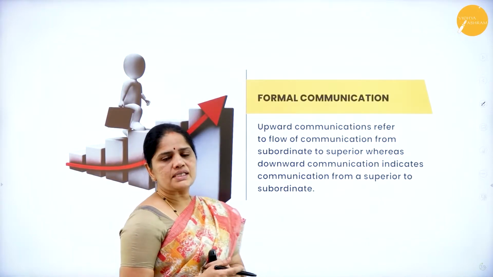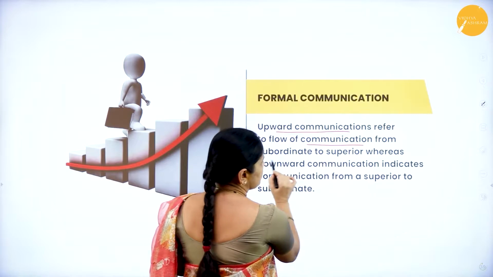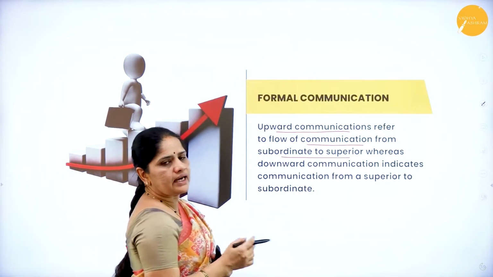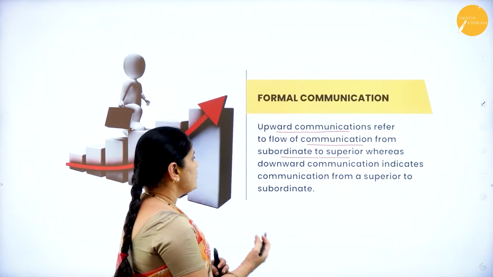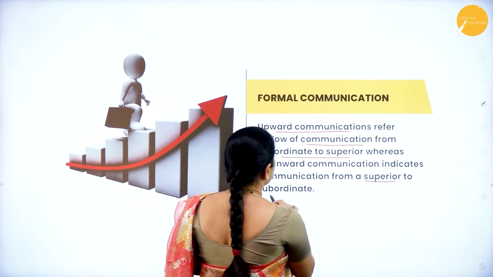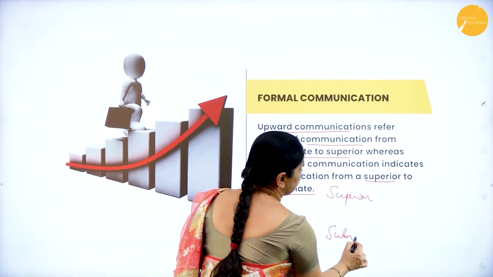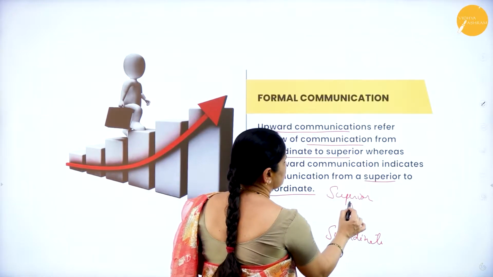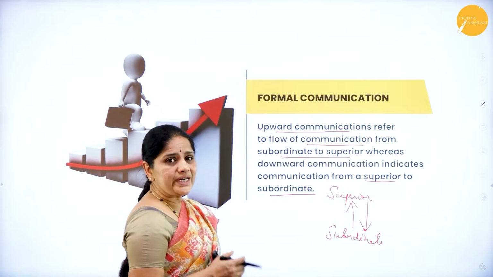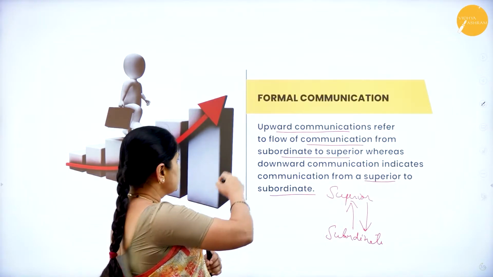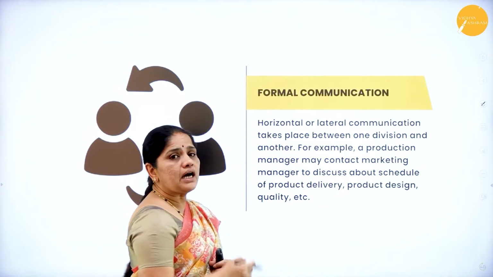Let us see what we mean by upward communication. Upward communication refers to the flow of communication from the subordinate to the superior, whereas downward communication means it is from the superior to the subordinate. The superior is in the top position and the subordinate is below, and any flow of communication between them will be regarded as upward or downward communication. The image also suggests this: if there is any flow of communication from the superior to the subordinate, it will be downward communication.